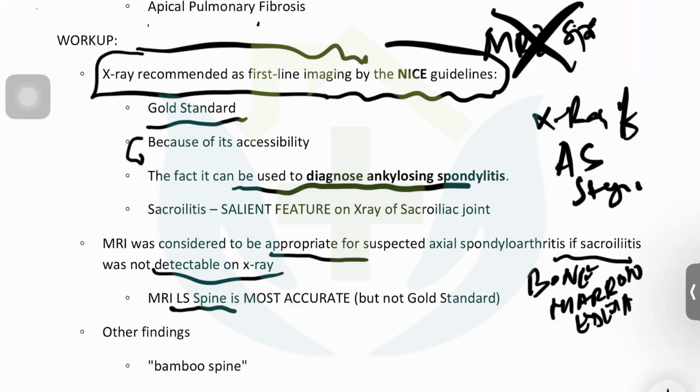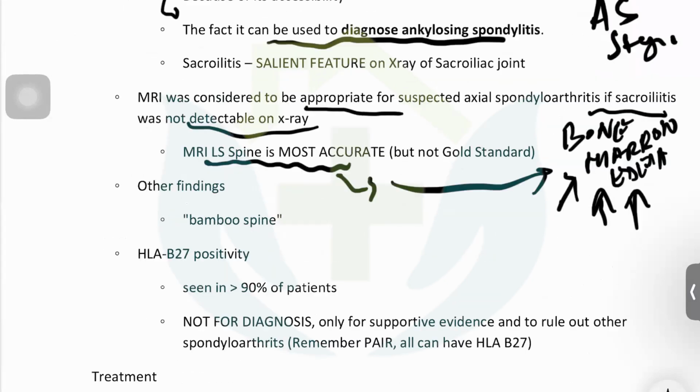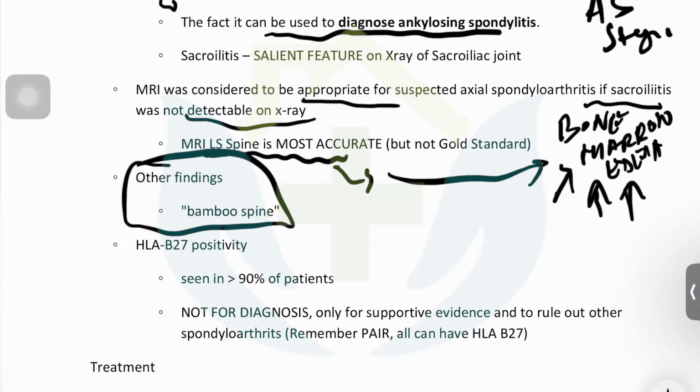So MRI of the LS spine is most accurate. Why? Because of the bone marrow edema. Always remember this. Do not forget this. It will be there in the exam. Why is MRI better than the X-ray? It is because X-rays do not pick up the bone marrow edema, and MRI will pick it up at the earliest possible. Other findings are bamboo spine, which is fusion of the vertebral joints to each other.